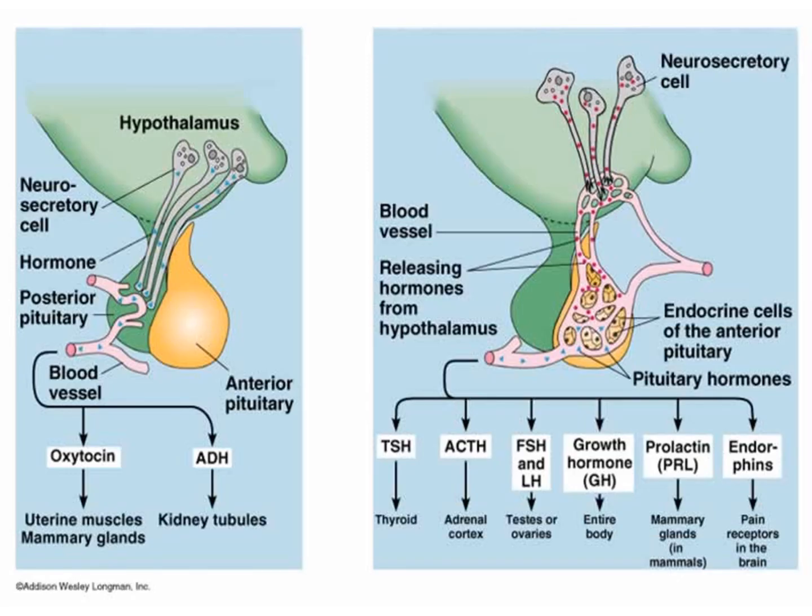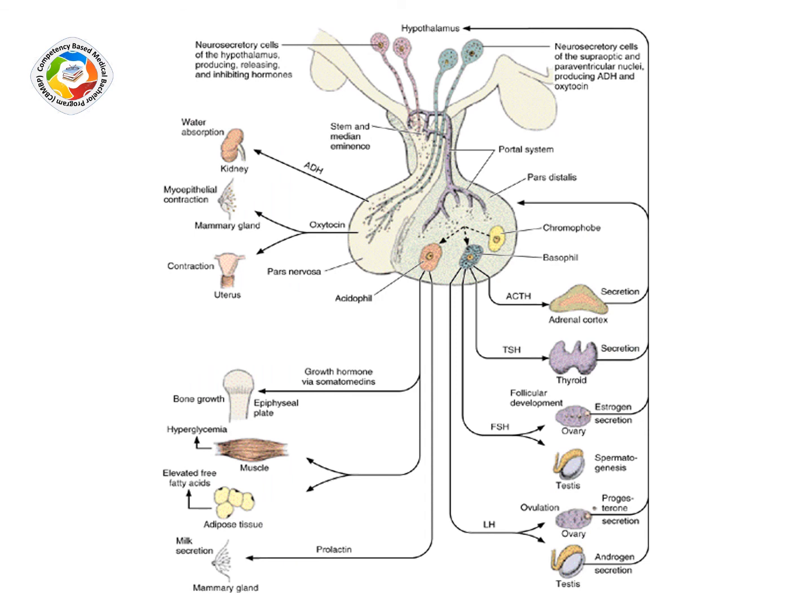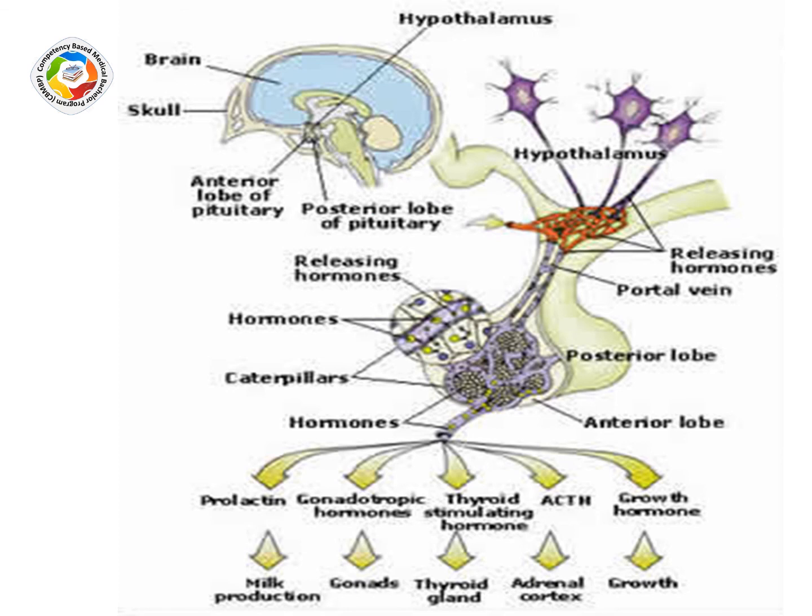The following diagrams summarize the major hormones of the anterior and posterior pituitary and also those of the hypothalamus, and indicate their most important targets.